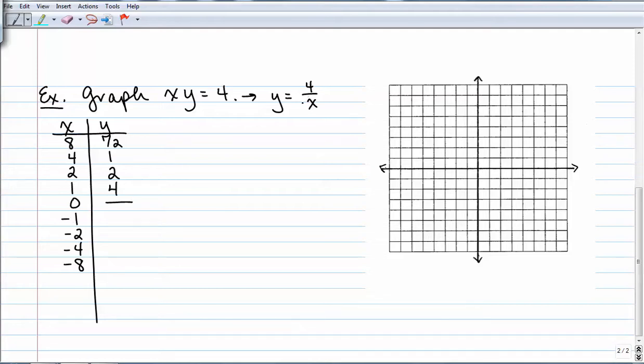When x is -1, y is -4. When x is -2, y is -2. When x is -4, y is -1. And when x is -8, y is -1/2. Now let's graph those points. So when x is 8, y is 1/2, which is right about there.